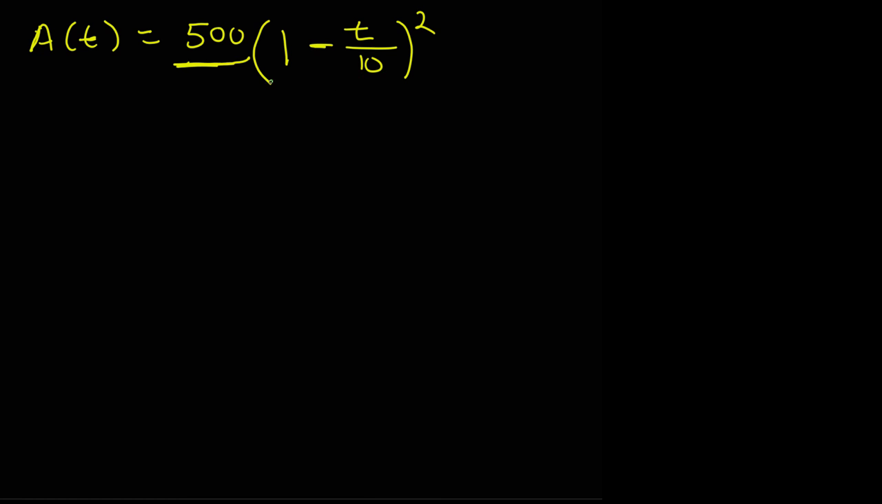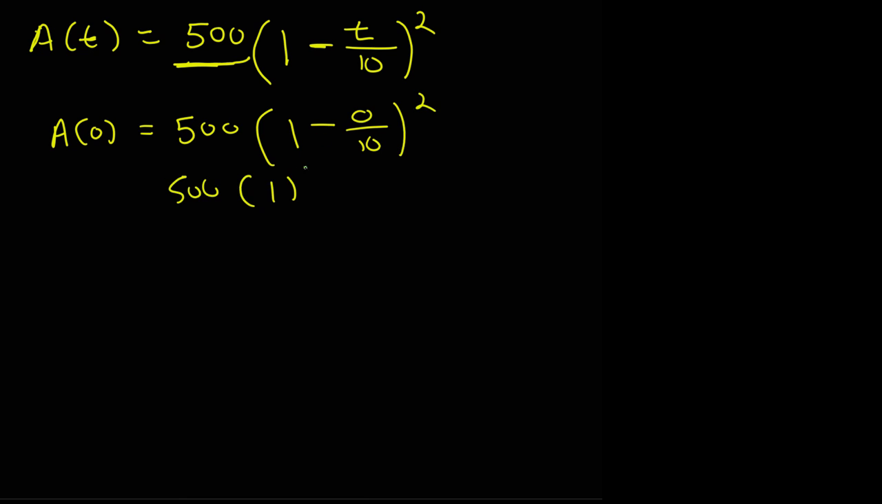And so this term here is the 10 minutes to drain, because when the time is 0, this is 1, and all 500 gallons are still there, right? So we could look at this. If I said A of 0 at the starting point, I would have 500 times (1 minus 0 over 10) squared, which is 500 times 1 squared, or 500. So this function at the beginning has all of the gallons still in the tank.